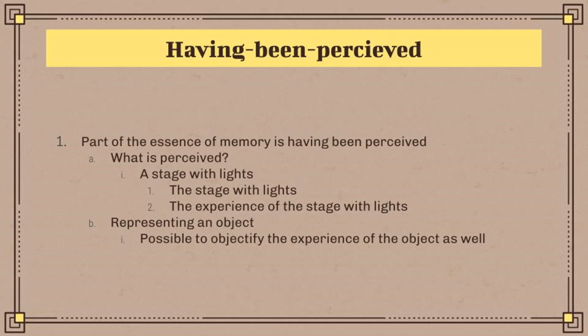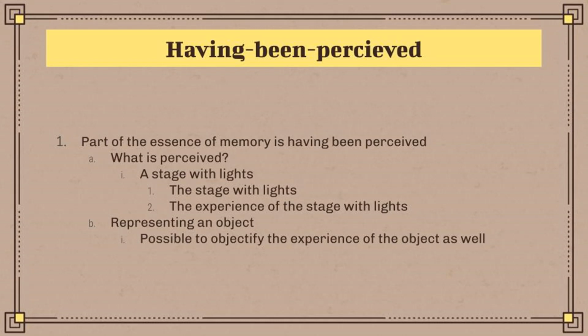Well, Husserl wants to say that you perceived the stage. You didn't perceive the experience. The object of the experience is what you perceived, right? So you perceived the stage with lights. Your experience was of the stage with lights. Now, what you didn't do was perceive an experience. You perceived the stage. You did not perceive an experience. You had an experience, and that was how you perceived the stage, but you did not perceive the experience.